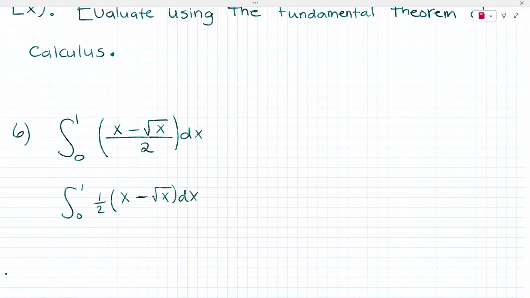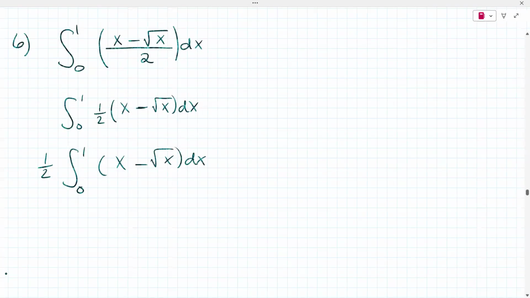And then this 1/2 is a constant, so you could take that out. And then this is x minus square root of x d x. Then what I'm going to do is take the integration of each part. So what's the integration of x? It is 1/2 x squared, right? Minus, what is the integration of square root of x?